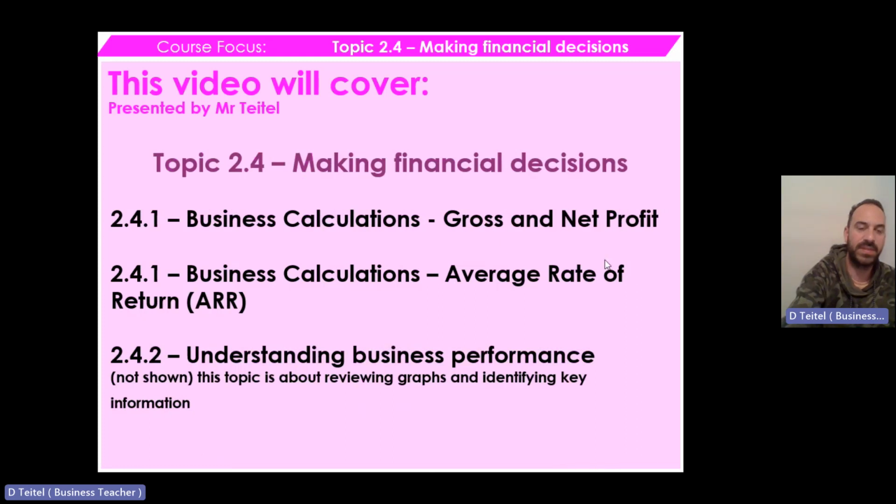So we're going to be looking here at business calculations, so gross and net profit, as well as the average rate of return, also referred to as the ARR. Part of 2.4 was also about understanding business performance. I'm not really showing this in the video. It's really about reviewing graphs and identifying key information.